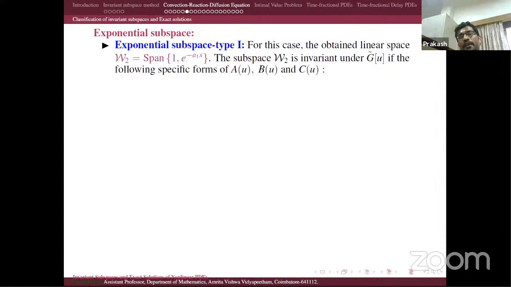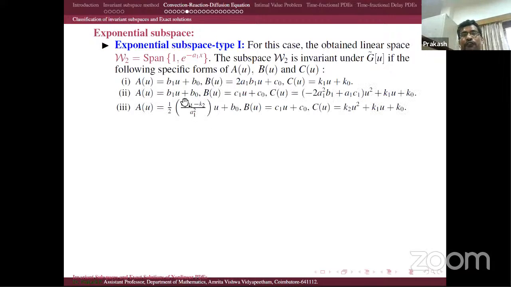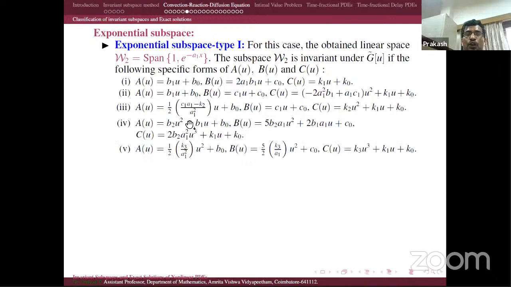So next is the exponential subspace type. Here, the two-dimensional exponential subspace, this is type 1, is invariant under three different quadratic differential operators. And the next two are cubic operators. That means this exponential subspace is invariant under three different quadratic operators, and this invariant subspace is also invariant under the two cubic operators.